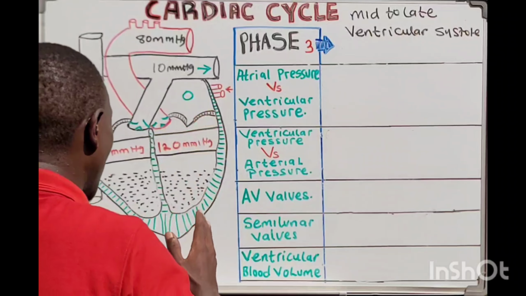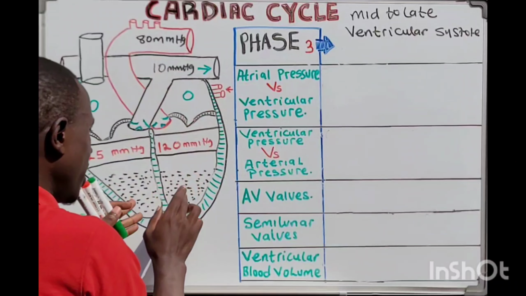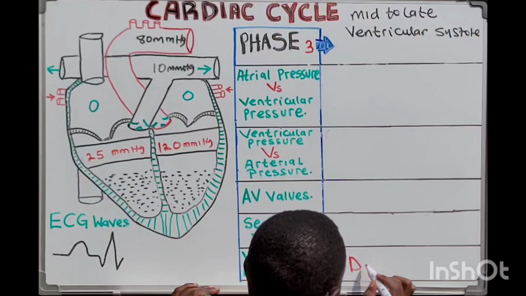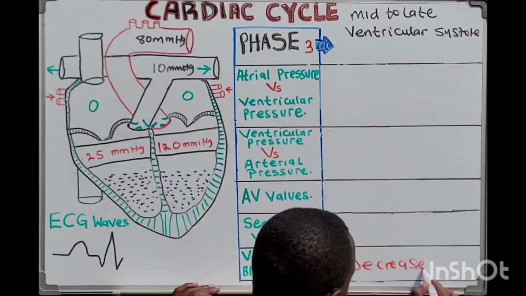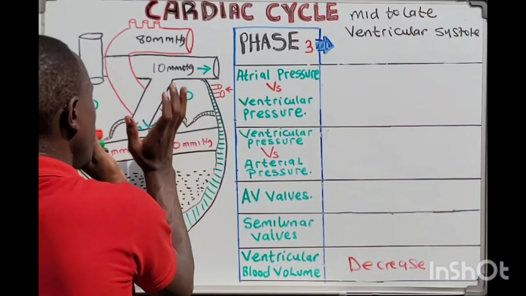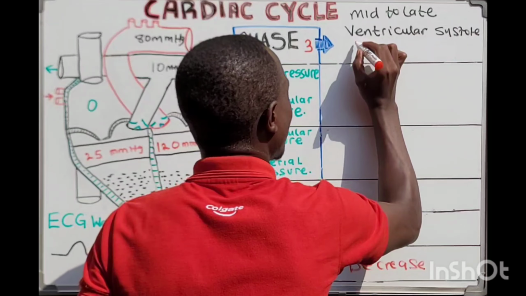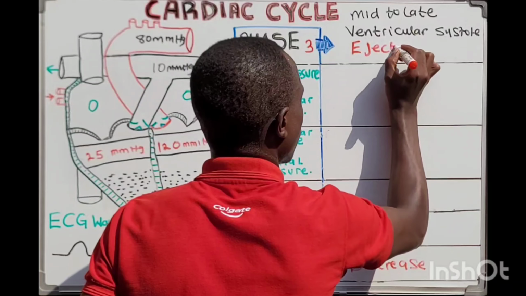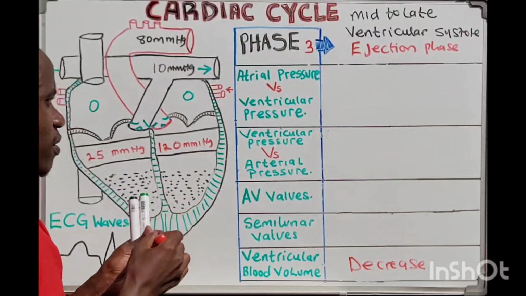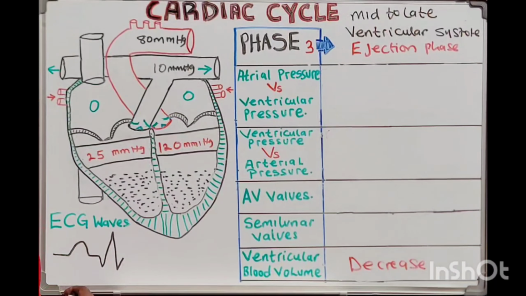Because of that, blood is now going to be ejected into the aorta and the pulmonary system. It means the ventricular blood volume is going to be decreasing. So we shall expect a decrease in ventricular blood volume. The fact that the blood is leaving the ventricles means this mid-late ventricular systole can also be called the ventricular ejection phase, because it is during this phase that the blood is leaving the ventricles. It is such another beautiful thing.